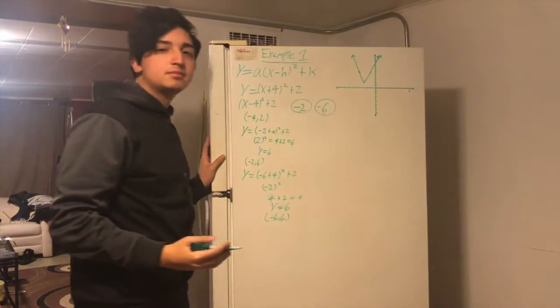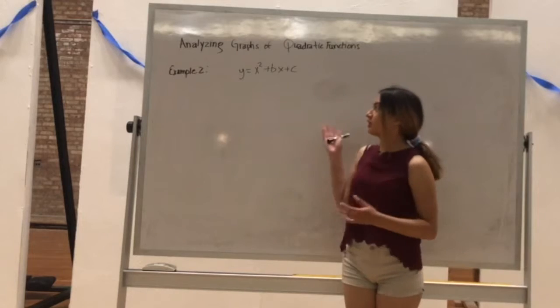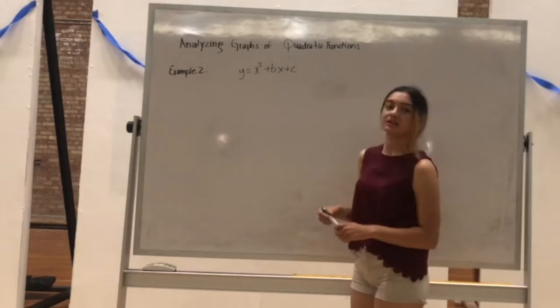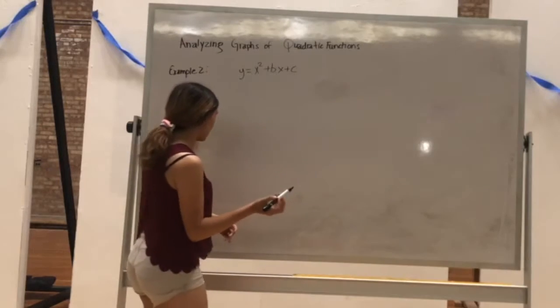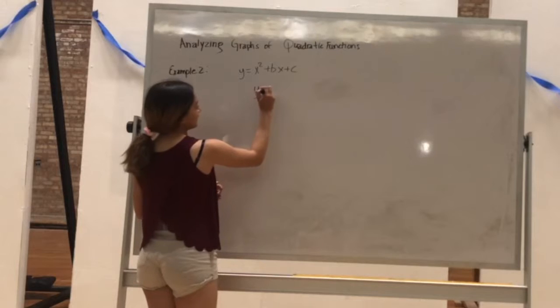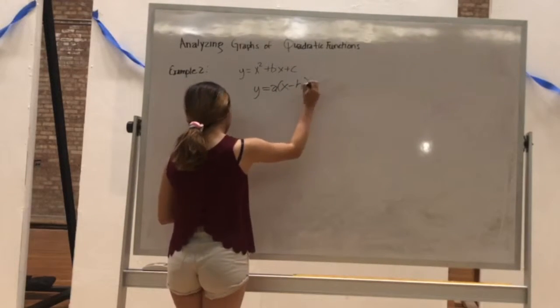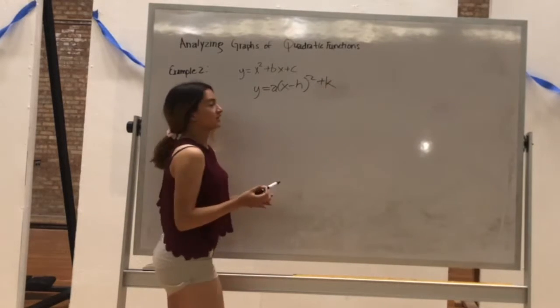Boom. And that is how you solve example 1. So now for example 2, we're going to be turning this equation, when a is 1, into vertex form. Like the previous equation told you, vertex form is y equals a(x minus h) squared plus k, where h and k is the vertex.